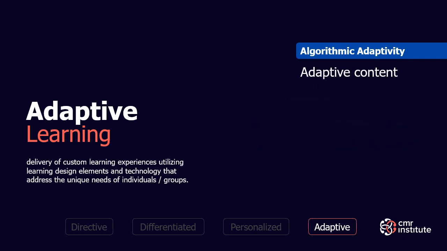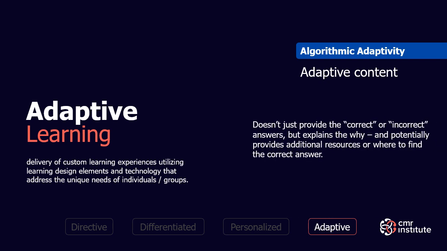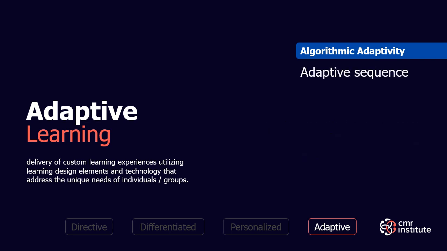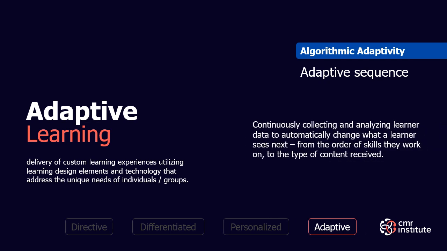Adaptive content doesn't just give you the correct or the incorrect answer, but it explains why and potentially provides additional resources or where to find the correct answer. Adaptive sequencing continuously collects and analyzes learner data to automatically change what the learner sees next, from the order of skills that they work on to the type of content received. Sequencing adaptivity is often driven by an enhanced LMS or modern LXP.